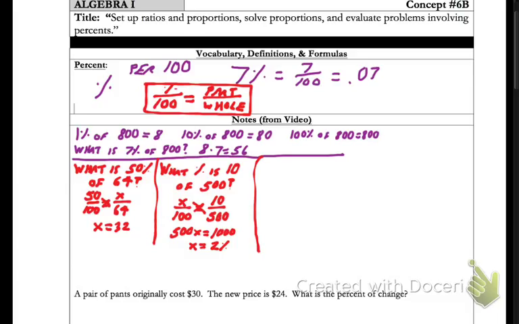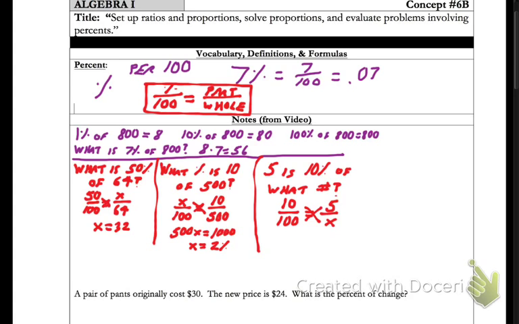Final one. 5 is 10% of what number? So, percent proportion. We know the percent, it's 10 over 100. So 5 is 10% of what number? 5 is the part, x is the whole that we're looking for.